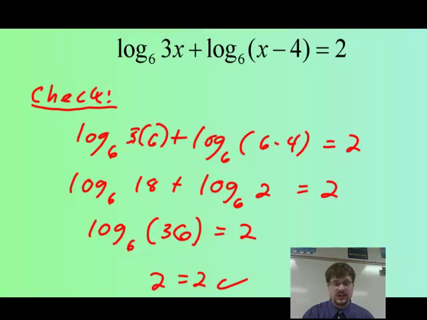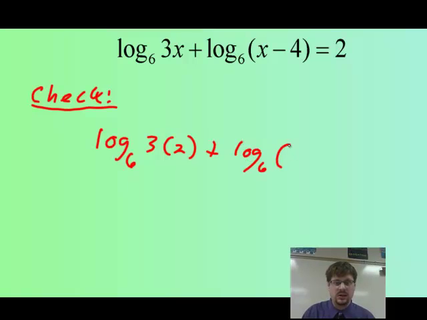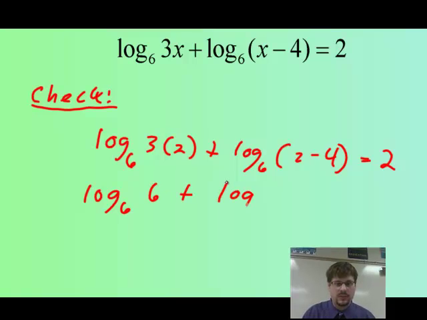Now we'll go ahead and test out the negative 2. So once again, I'll have log base 6 of 3 times negative 2 this time, plus log base 6 of negative 2 minus 4 equals 2. Maybe you can see what's going to happen here. I do, but I'll point it out in just a second. Okay, I can stop here.